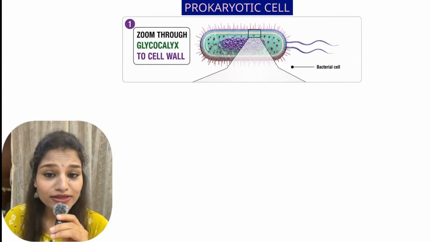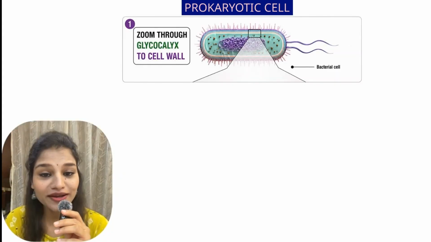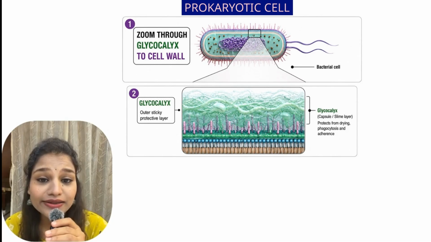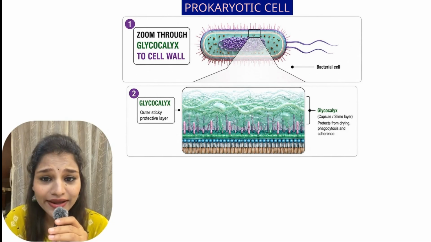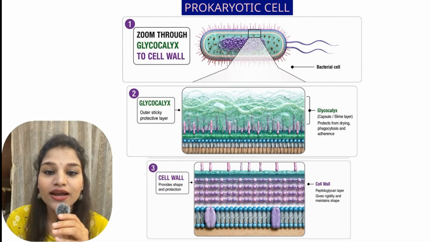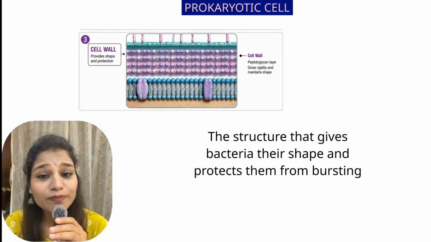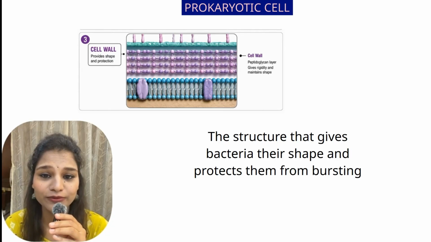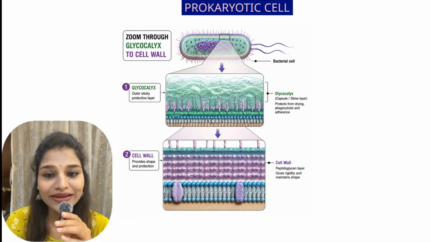So far we have only seen the bacterium's outer raincoat, the glycocalyx. But if we peel that layer away, what do we find next? It's the bacterial cell wall, the structure that is going to give the bacteria their shape and protect them from bursting. Let's go one layer deeper.